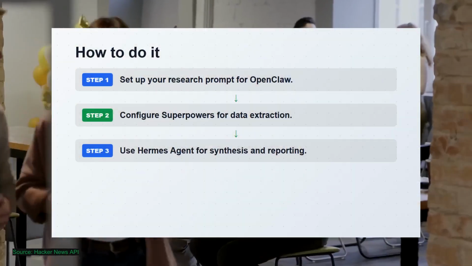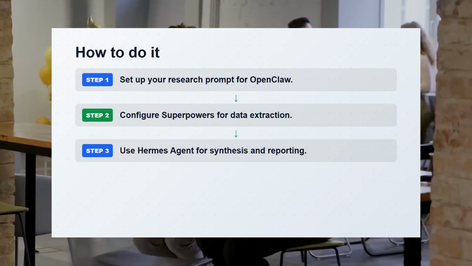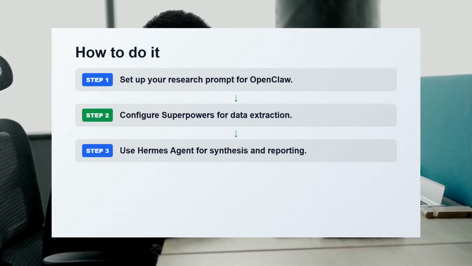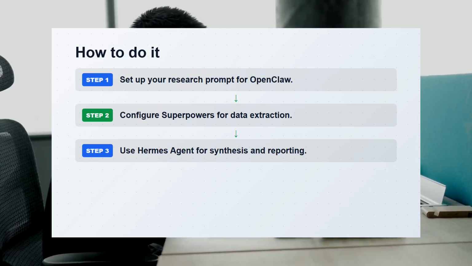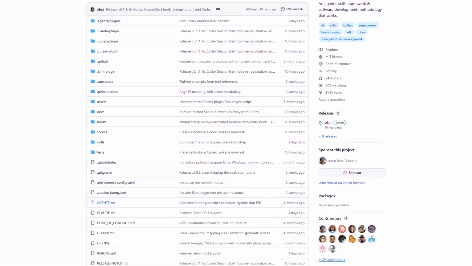Step 1. Set up your research prompt for OpenClaw. You'll define the websites to visit and the specific data points to extract. For example, you might instruct it to visit 5 e-commerce sites and pull pricing, product features, and customer reviews for a specific niche.